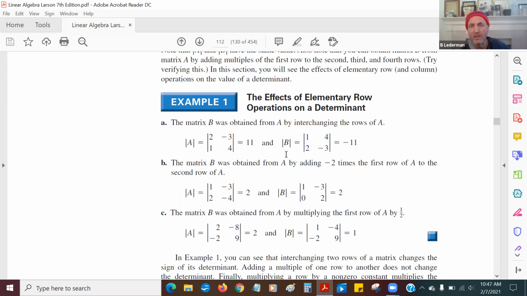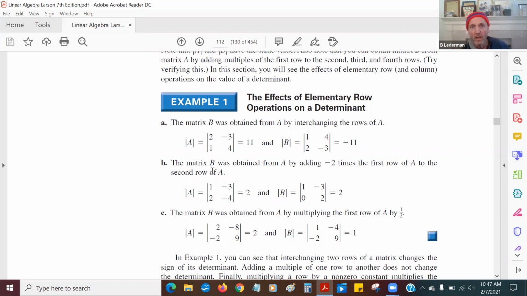Now, matrix B is the same as matrix A, only the two rows were switched. You see what I did here? I switched the top row and the bottom row, and I got matrix B. And notice the determinant is -11. Just multiply it out: 1 times -3 minus 2 times 4, that's -3 minus 8, which is -11. For A, it's 2 times 4 minus 1 times -3, so it's 8 minus -3, or 8 plus 3, which is +11.